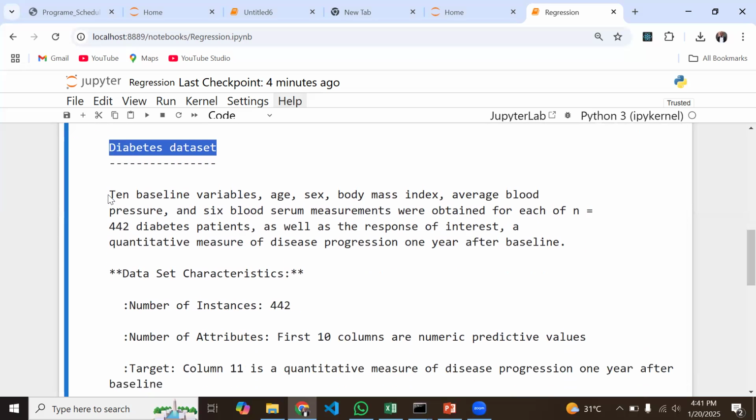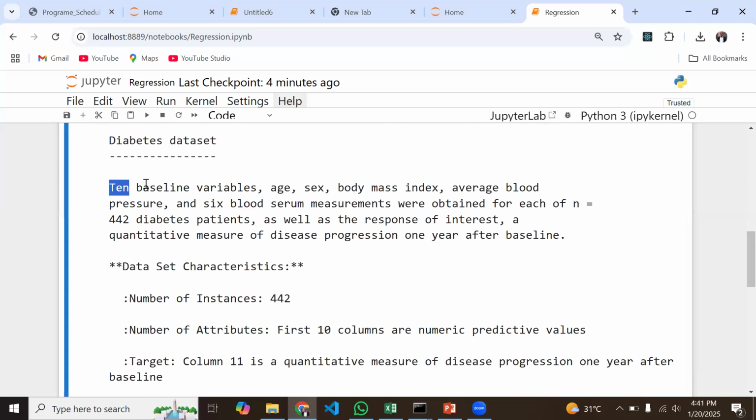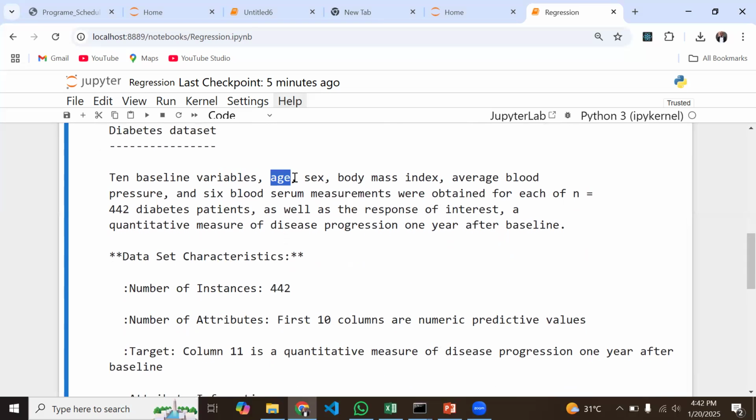This is a diabetes data set. So it says 10 baseline variables. So there are 10 variables basically. We have the age, the sex, the body mass index, the average blood pressure, and the blood serum measurements were obtained for each of the N, the number or the sample size, which was 442 diabetes patients, as well as responses of interest. Now, a quantitative measure of the disease progression for 1 year after baseline.